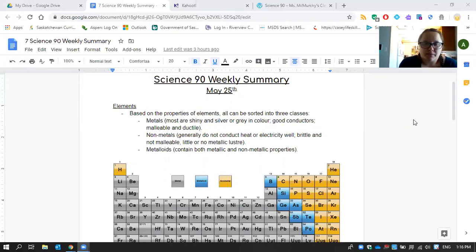Then the last one there is the metalloids. This is your smallest class of elements. And so these contain both metallic and non-metallic properties. Each of them will be slightly unique, which is why we can't really give you a general idea of what metalloids are. All we can say is that they typically share a little bit of the metal and a little bit of the non-metal properties.